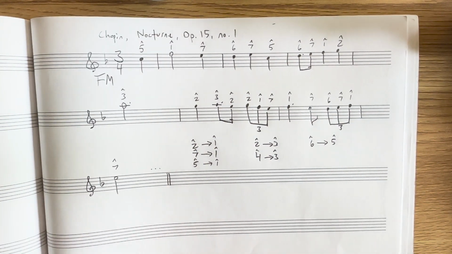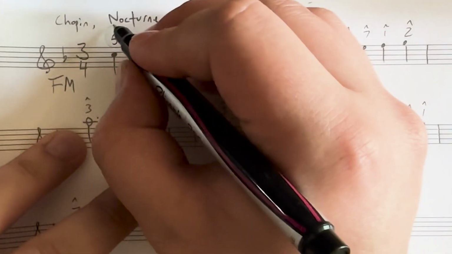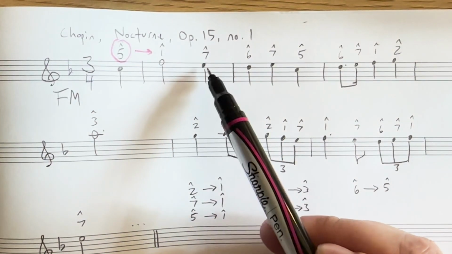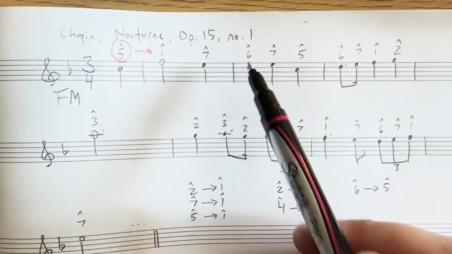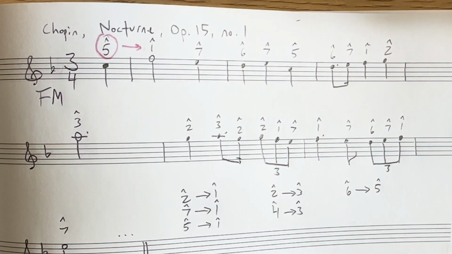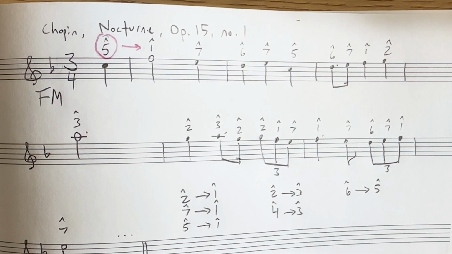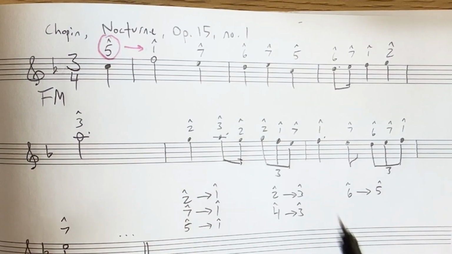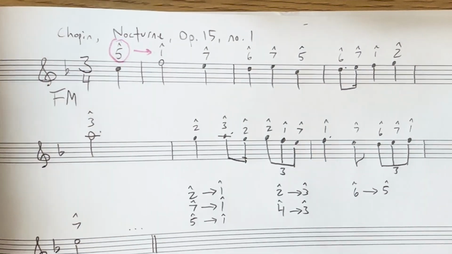And I'm going to do this in another color. So we have 5 moving to scale degree 1. After that, we get scale degree 7 that doesn't go immediately to 1. If we were to listen to that at the piano, you'll notice that by not going to scale degree 1, it creates tension. And so Chopin is obviously doing this on purpose. He doesn't want to get to 1 too fast because it's going to close the phrase too quickly.